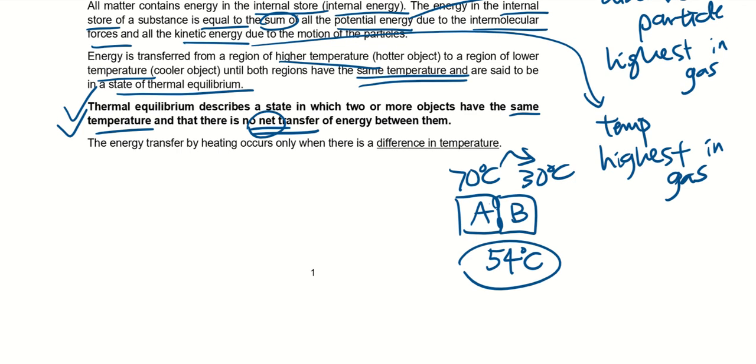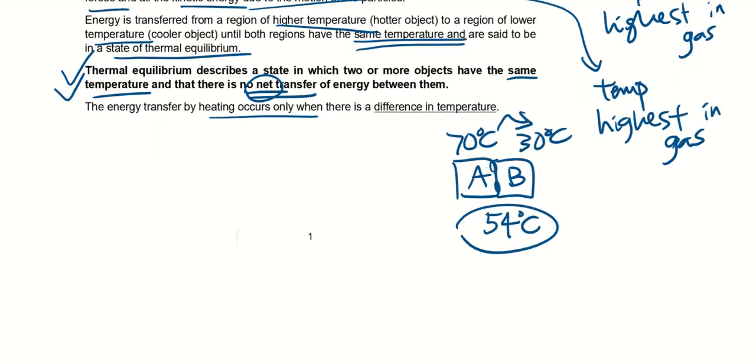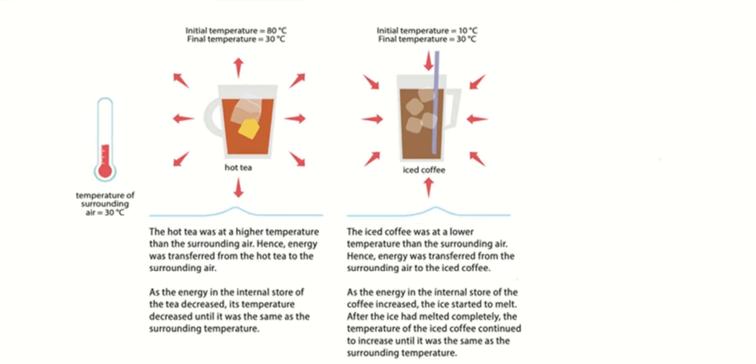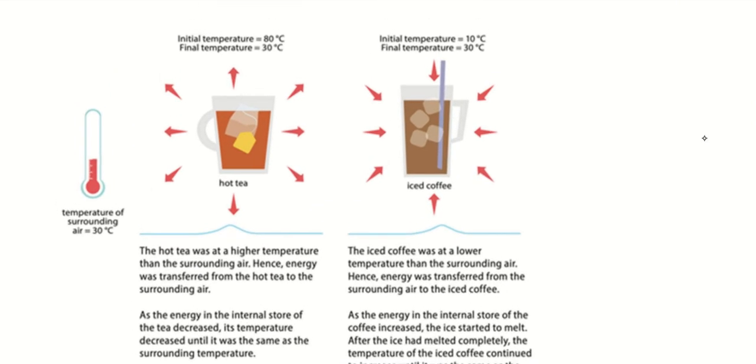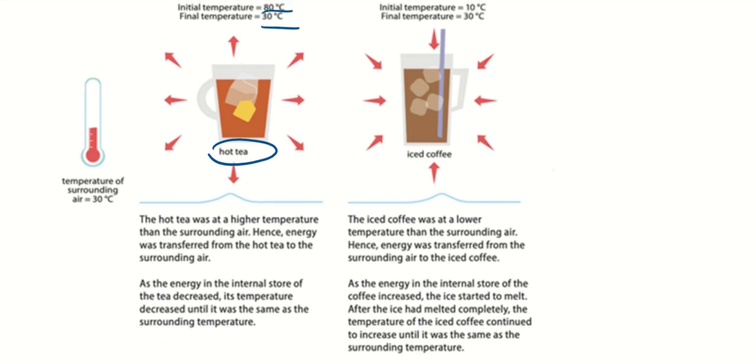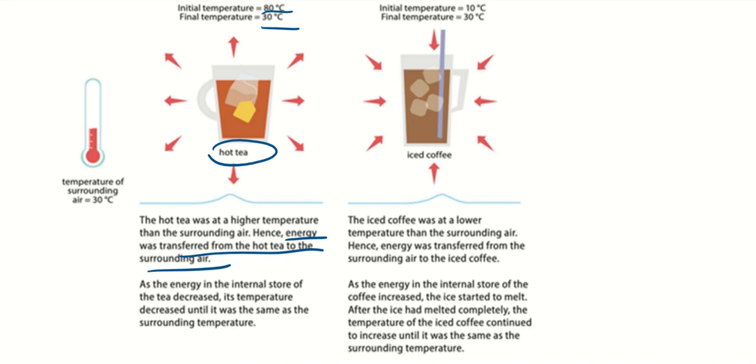So energy transfer by heating occurs only when there's a difference in temperature. If there's no difference in temperature, then there's no more energy transfer. Okay, we can look at this example. This is a hot cup of tea. The initial temperature is 80 degrees, and the final temperature is 30 degrees. So the hot tea was at a higher temperature than the surrounding air. Therefore, energy was transferred from the hot tea to the surrounding air.